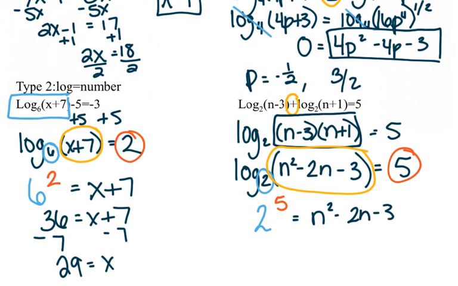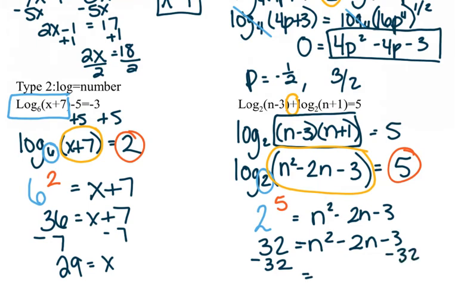Okay, so now I can do 2 to the 5th power is 32. I should recognize that this is a quadratic. We want all quadratics to equal 0, so I'm going to move 32 over here. So I have n squared minus 2n minus 35. The easiest way to answer this problem is to graph that quadratic in Desmos and see where it hits the x-axis. So I'm going to let you pause the video and do that.